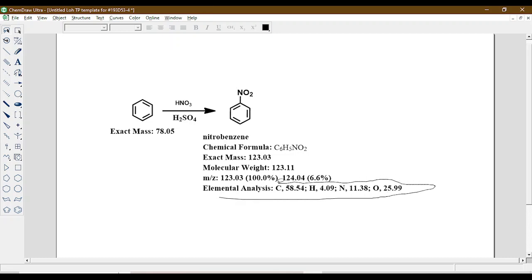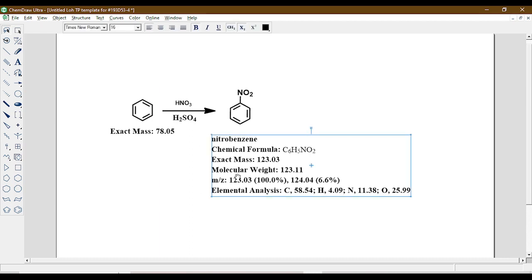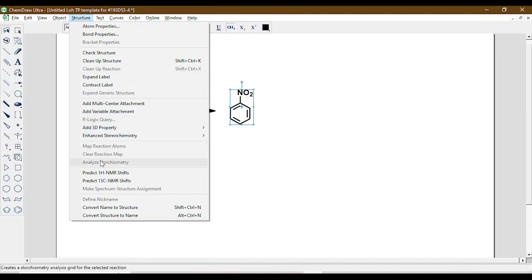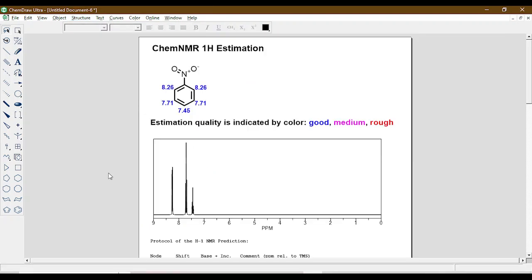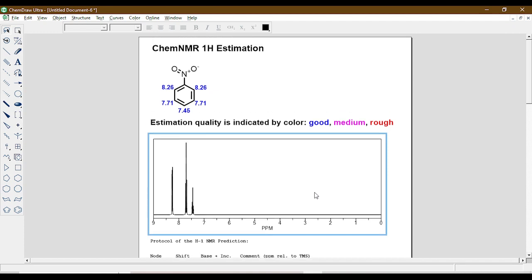The carbon will have 58 percent, hydrogen will be 4, nitrogen is 11, and oxygen is 25.99, which is technically 26. So these are the pieces of information we can collect. Moreover, if you want to know the expected NMR spectrum of this, you can select this, go to Structures, come down, and here you see Predict Proton NMR Shift.